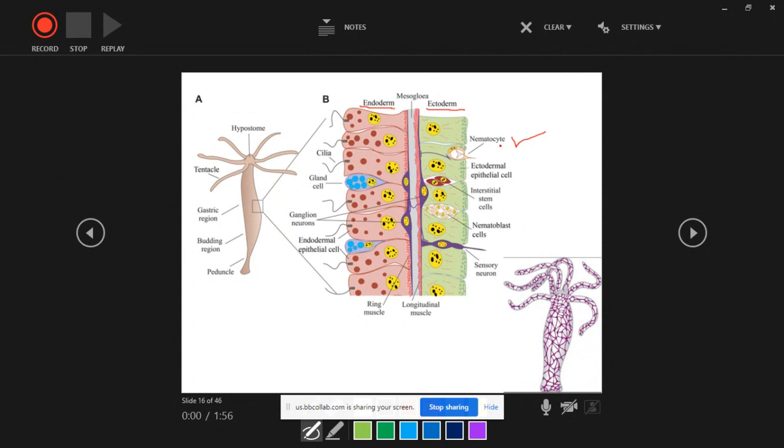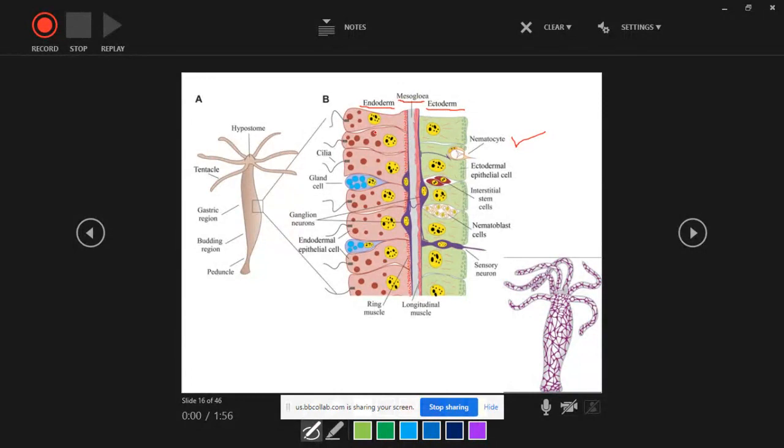So the nematocyst defines it as cnidarians because all cnidarians have these special cells embedded in its ectodermal epithelial cells. And there are various other cells here, but we won't go into that. In between the ectodermal cell layer and the endodermal cell layer, we have the mesoglea. This is not the mesoderm, all right? Mesoglea is a gel-like matrix where other kinds of cells could travel about, like to bring the food to other parts of the organism.